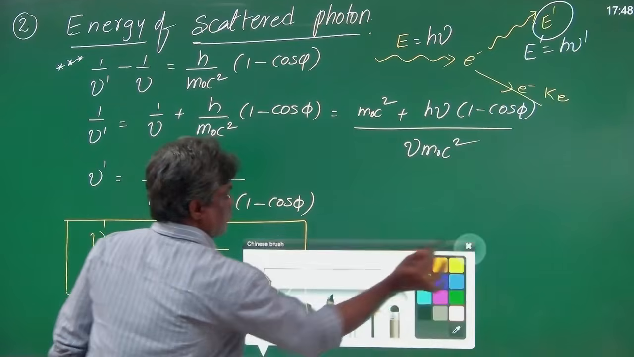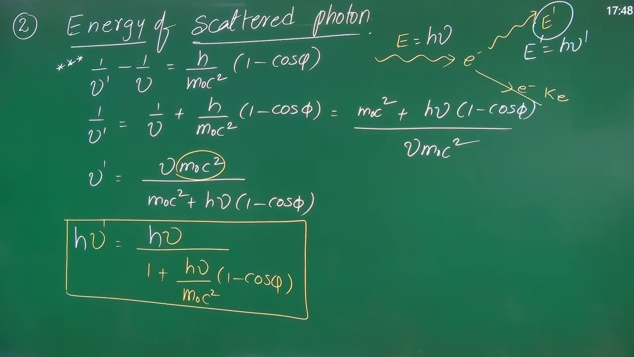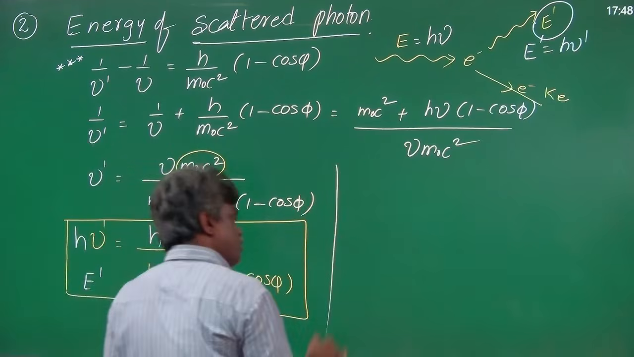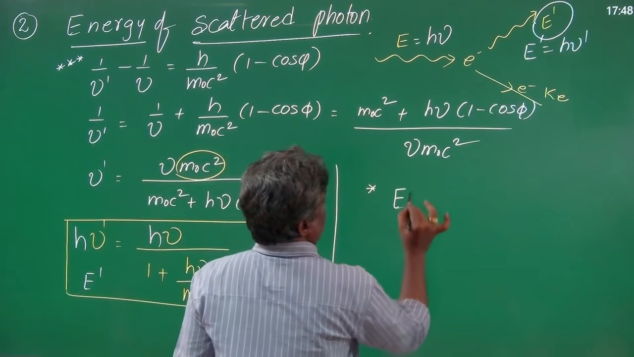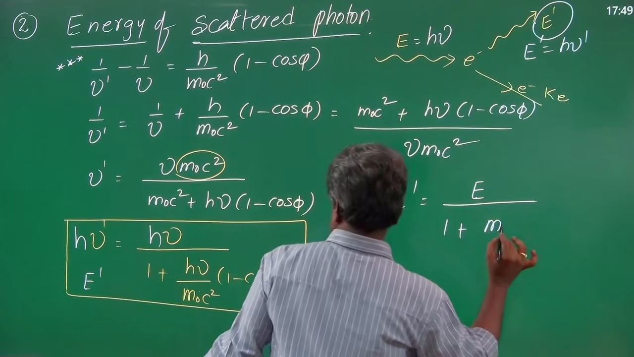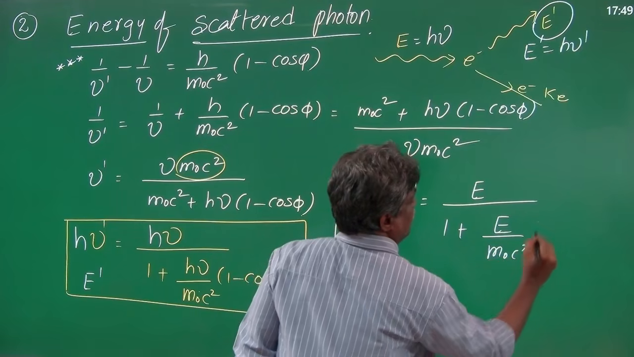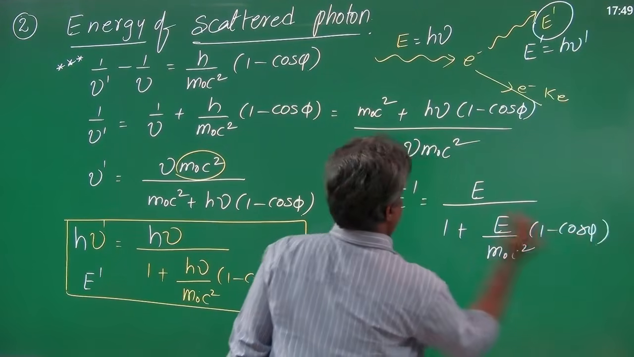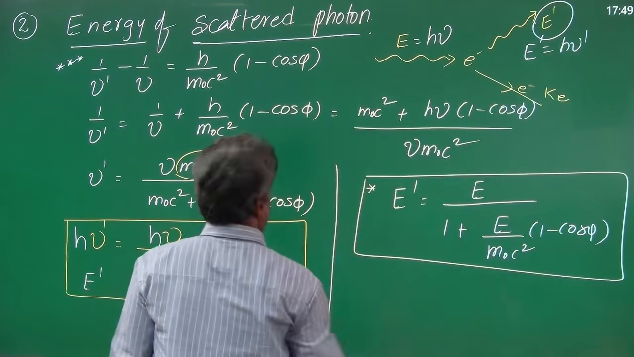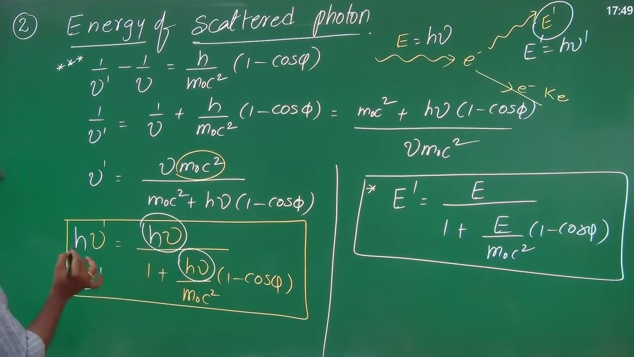Now please multiply with the h here. So this is h nu prime, E prime, and this is nothing but E. Now I hope everybody got the relation. E prime equals E by 1 plus E by m naught c square into 1 minus cos phi. I told you, keep rough paper and keep writing. See, h nu is E.